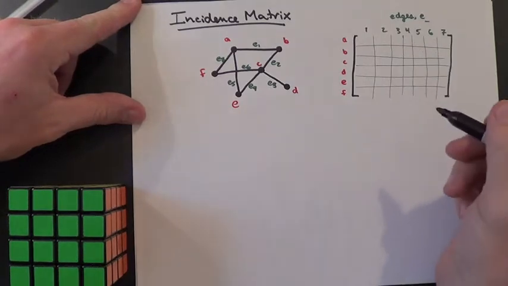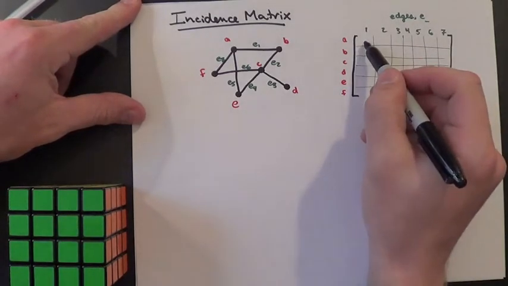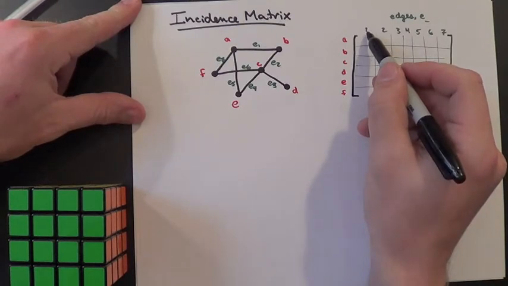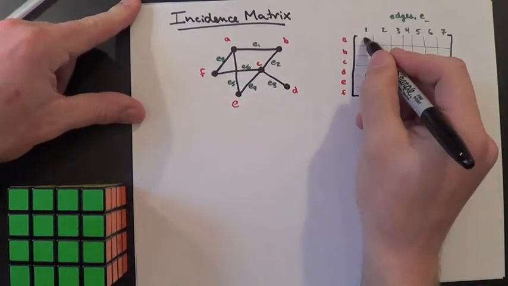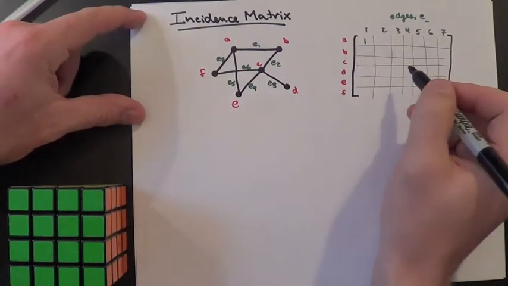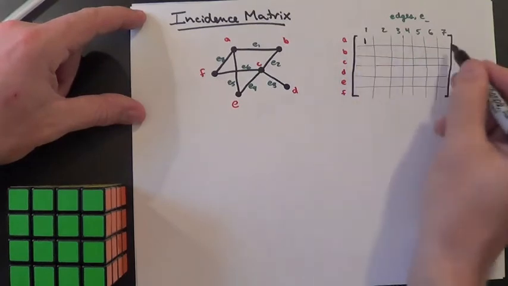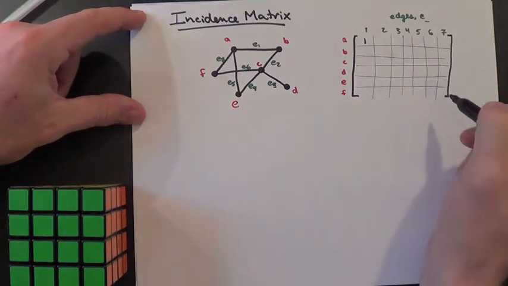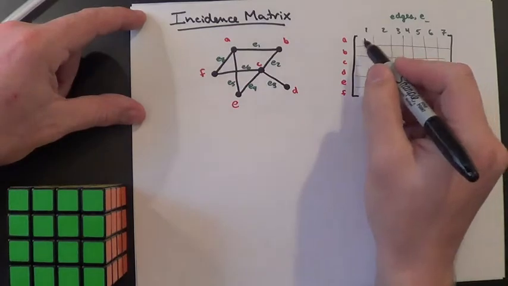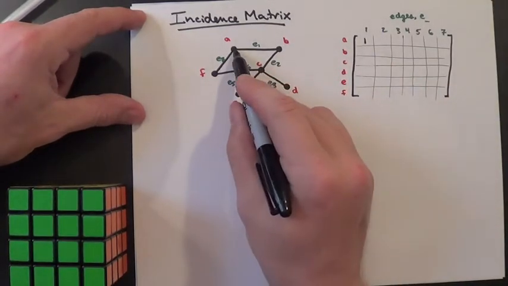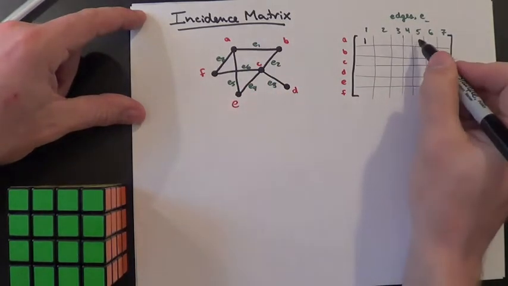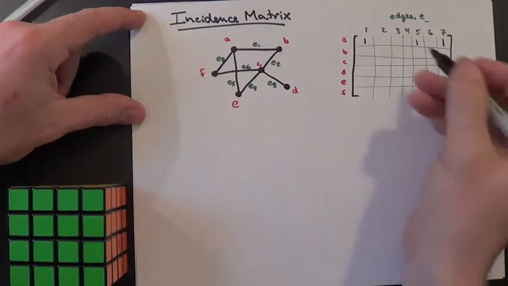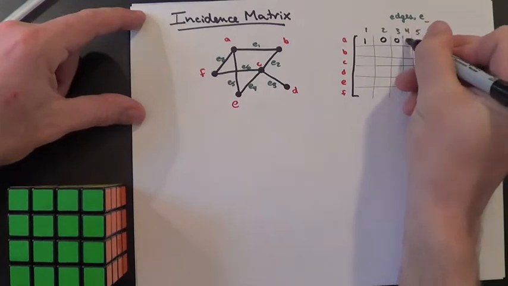Okay. But we can fill it in. Again, we get a 1 in this entry if edge 1 is incident with vertex A. E1 is indeed connected to A, so we get that, and we could just go straight across row by row. Perhaps that'd be a little bit easier in this case. A is connected with E1, E5, and E7. 1, 5, and 7, and it'll be 0 everywhere else.